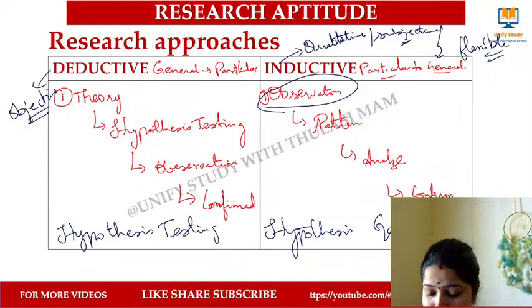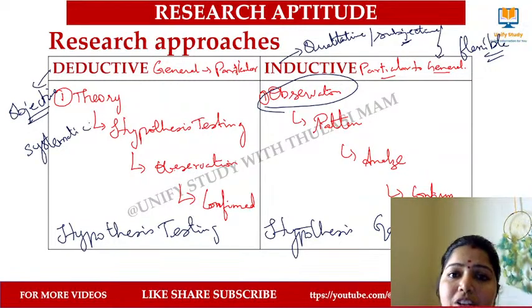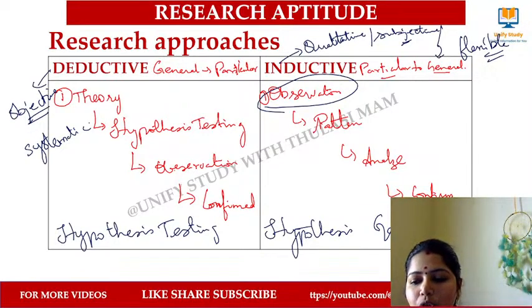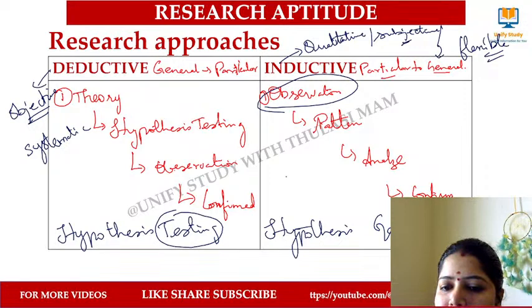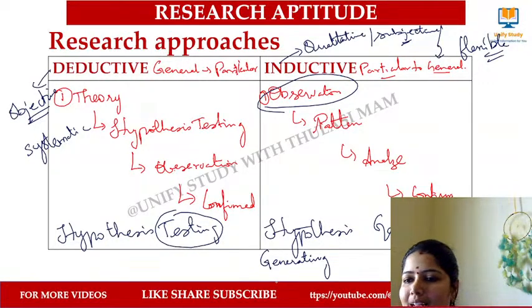But in experiment, everything will be time oriented, systematic, right? Here everything is systematic. If I want to do it now, definitely I have to do it now. I cannot change or postpone or something. So it is non-flexible. But here in inductive approach, it is flexible. One very important point is, here it is testing the hypothesis. Here it is generating the hypothesis. That is the most important point between the deductive approach and inductive approach.